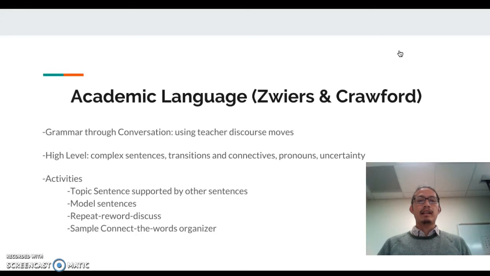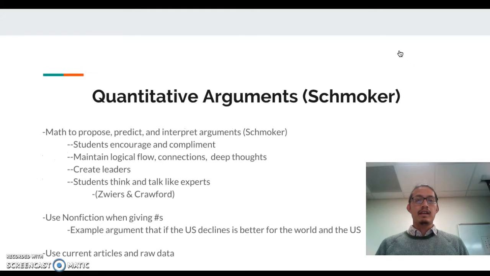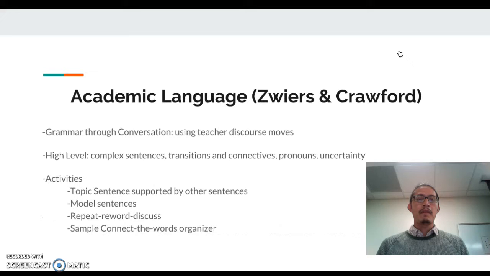And then Swires and Crawford follow up with academic language, saying that we should teach grammar through conversation, again using the teacher discourse moves in the conversations on these readings that Schmoker recommends, using nonfiction and current articles and raw data. And the teacher discourse moves, once again, such as students revoicing other students' thinking. We as teachers revoice students' thinking and sequence their answers properly. Also we need to focus their language to be at a high level with complex sentences, transitions, connectives, pronouns, and uncertainty. Some of the things we can do for them are to use a topic sentence supported by other sentences, model sentences. We need to repeat, reword, and discuss. And then a sample word organizer, so pretty much using graphic organizers.